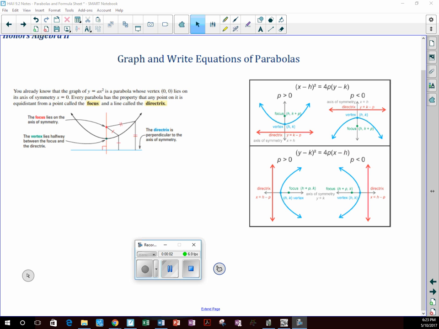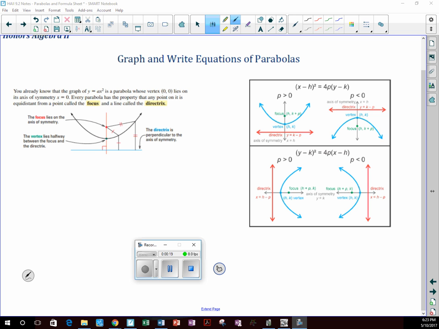All right, we're going to take a few minutes here to talk about what a parabola is again. We went over this in class today. I just want to make sure that we understand the different pieces of the equations and which equation we want to use depending on which way the parabola is opening.